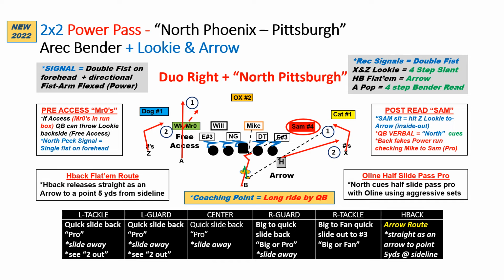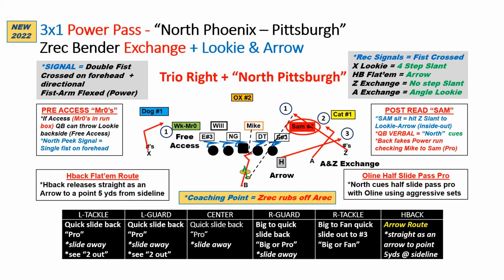Once again, we can do it out of 2x2 and no route rules change. We just have 2 receivers to each side now. Again, we would go ahead and do our long ride power, and we're going to read inside out, looking now for the lookie first to the H on the arrow. As always, if the quarterback feels he has free access, he can make his long ride and come back and go inside out, looking for the A on the bender read to the Z on the lookie.